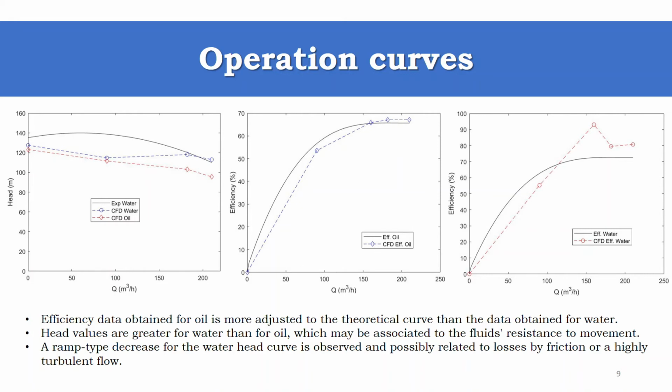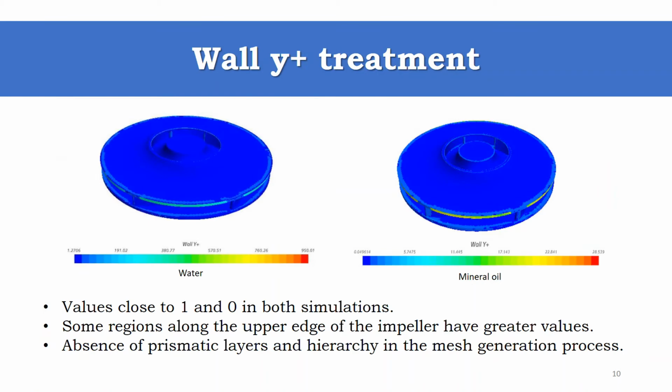As you can see in the figure, the wall Y plus values were presented for water and mineral oil at the best efficiency point. The color bar indicates that most of the impeller Y plus values are less than 5 for both cases, but there are some regions along the upper edge of the impeller that have greater values. This happens due to the absence of prismatic layers in these parts, and it can be associated with the multiple surface controls that were set in some regions, in a way that a detailed definition of the mesh may be lost in some parts. In addition, another possible cause of this condition is the hierarchy that the software follows for mesh generation, considering the surface control set by the user, which may cause the loss of conditions in some regions.